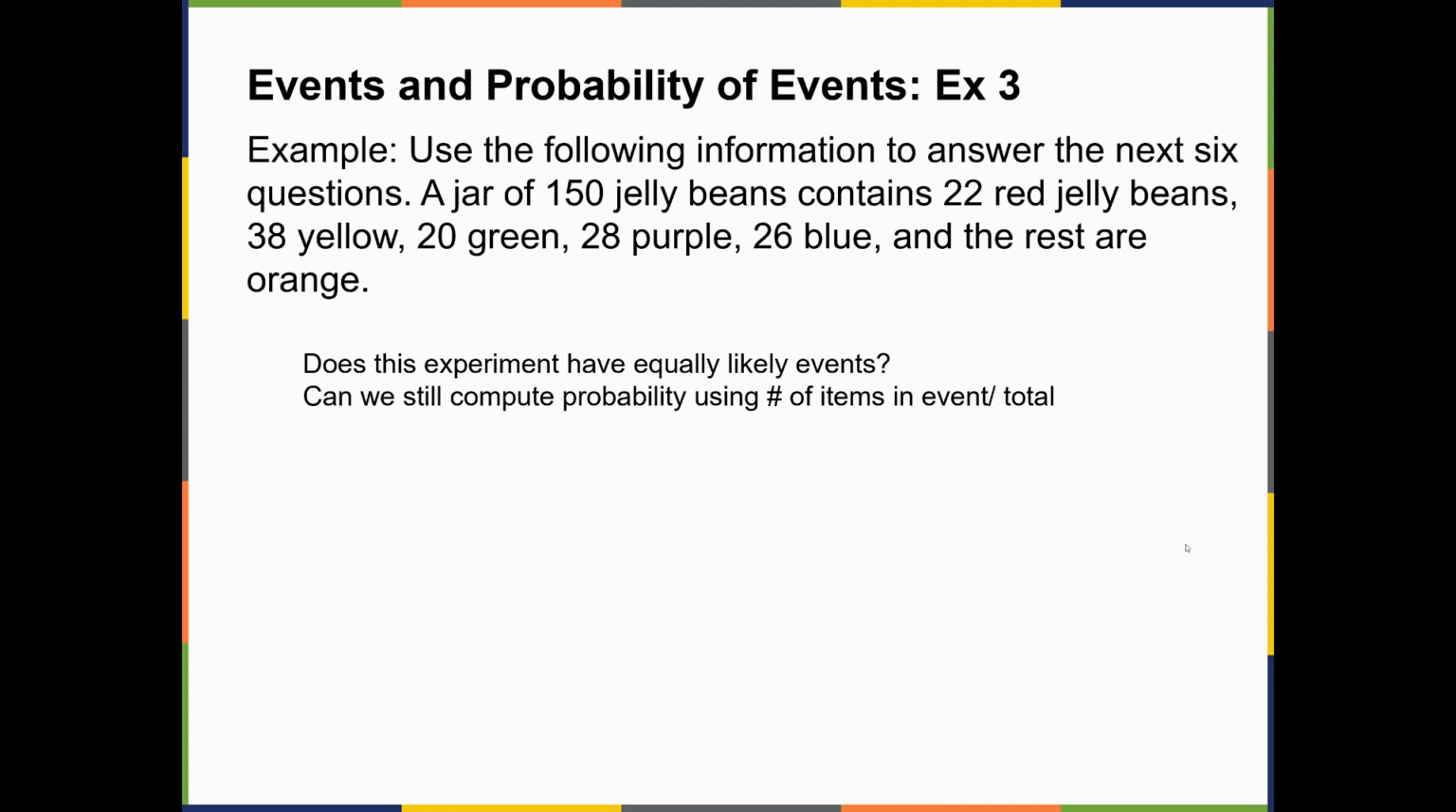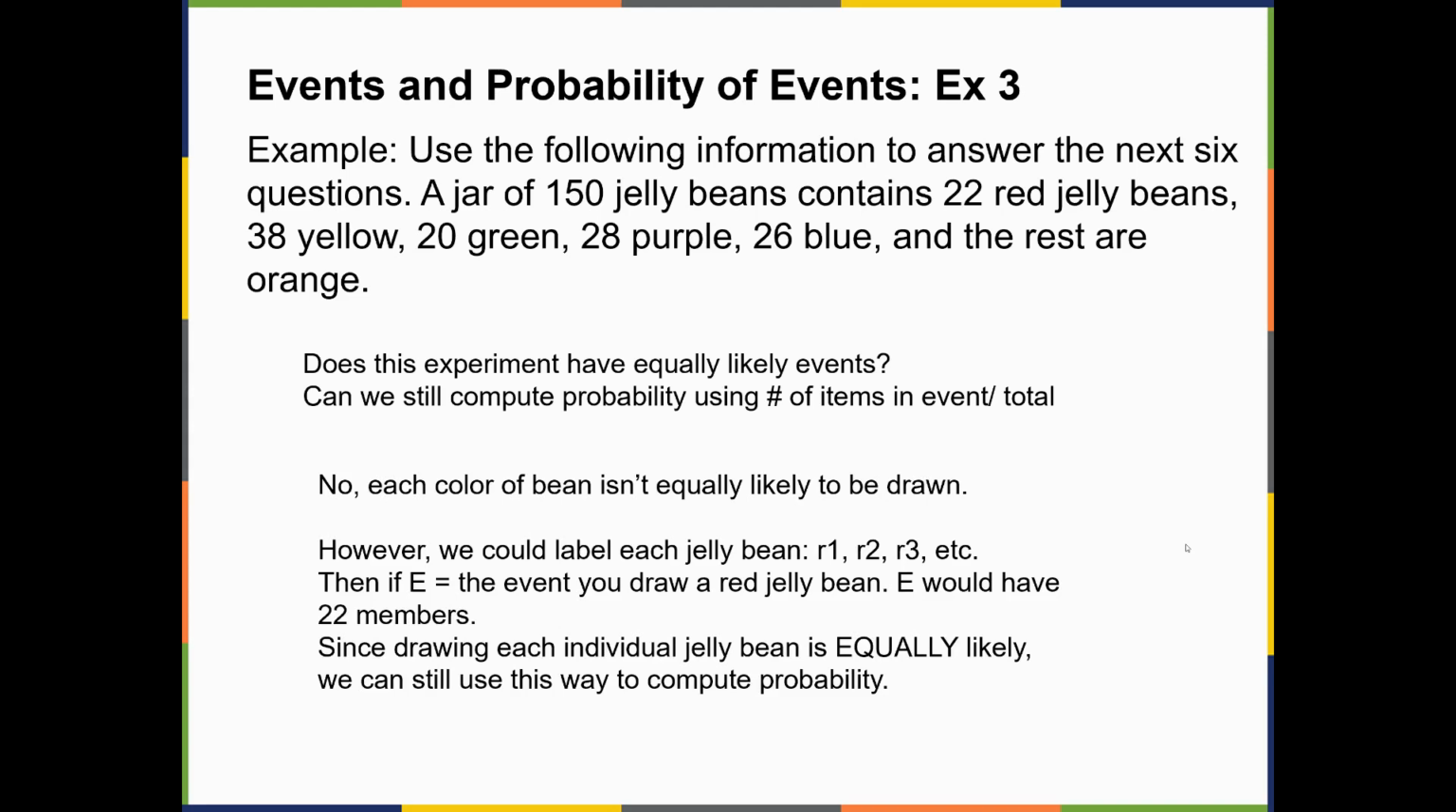All right, have you thought about this a little bit? The answer is no. It doesn't have equally likely events. You're more likely to draw a yellow one than a green. There's 38 yellow and only 20 green. So they don't have equally likely events. And the answer to the second question, can we still compute the probability the same way? The answer to that is actually yes, we can.